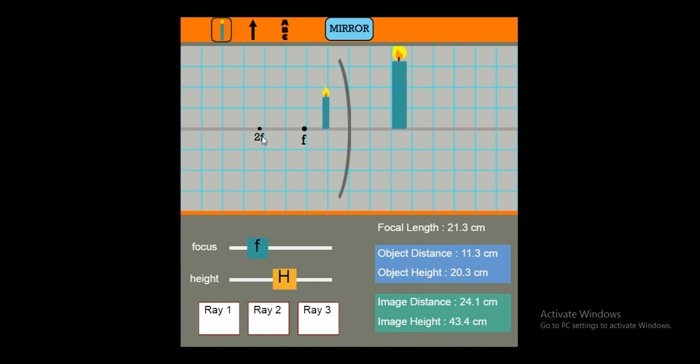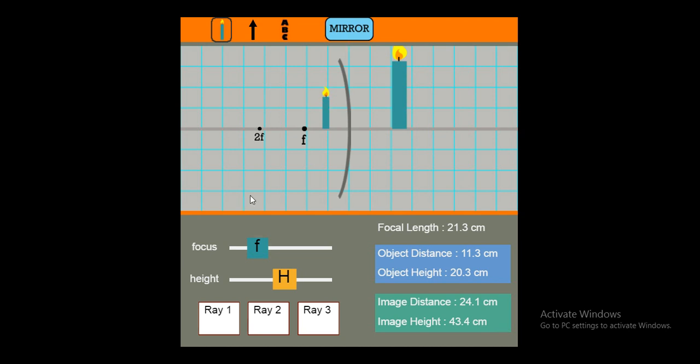Then 2f means twice the focal length, the distance twice the focal length. This 2f point is situated at the center of curvature, that means C. Then given here the focal length is 21.3 centimeters. Again, the object distance given here is 11.3 centimeters. Then the object height is 20.3 centimeters.